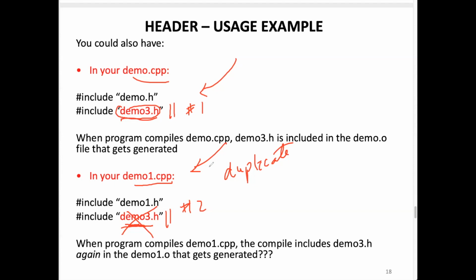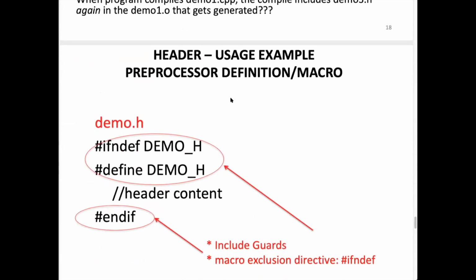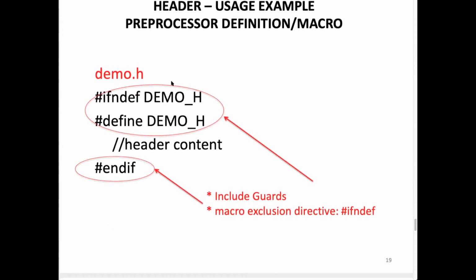So in that case, how do you exclude, meaning if demo3.h has already been included in one file, how do you prevent this demo.h from being included again in another CPP file, such that the inclusion only happens once? This is where preprocessor definition comes into place. There is a preprocessor definition that we mentioned earlier. It's called if defined or if not defined. If not defined is spelled IFNDEF.